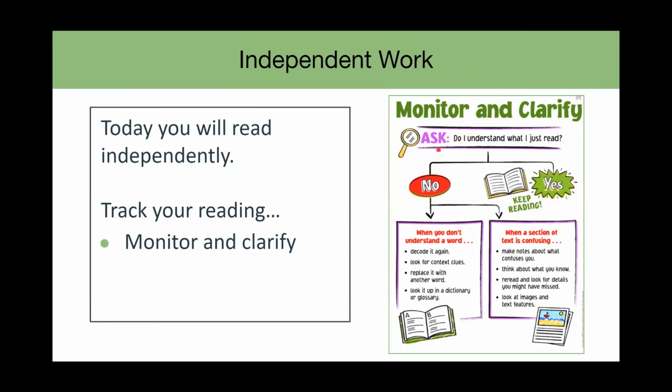You'll always have to ask yourself the question, do I understand what I just read? If you do not, then you need to decode the words, look for context clues, replace words, look in a dictionary, or reread what you have just read. If you do understand what's going on, then you take notes and keep going and look for more details. So it's always important, boys and girls, to stop, think, and really process what is happening in the story.